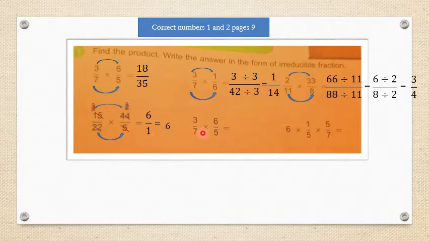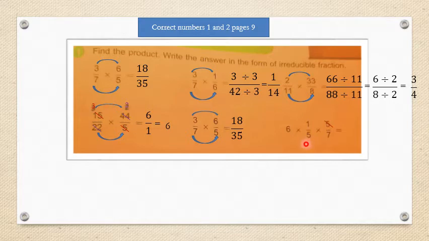I know that. Now, 3 over 7 times 6 over 5. Multiply the numerators by each other. So 3 times 6 is 18, and 7 times 5 is 35. Now, 6 over 1 times 5 over 7. Here, if I multiply the numerators by each other and the denominators by each other, look, we have times 5 in both the numerator and denominator.